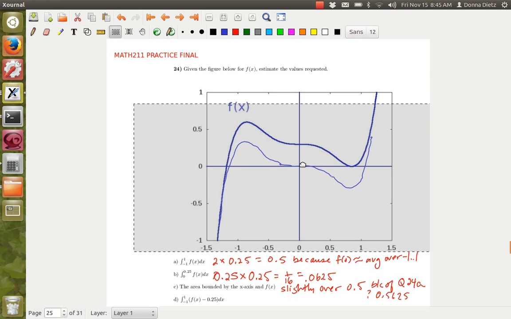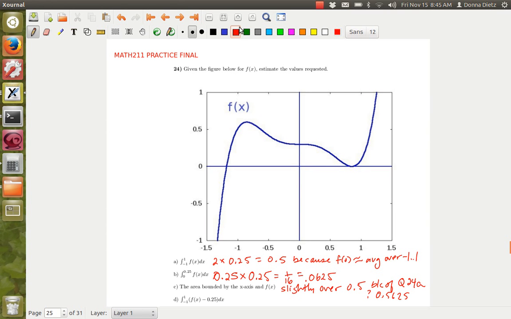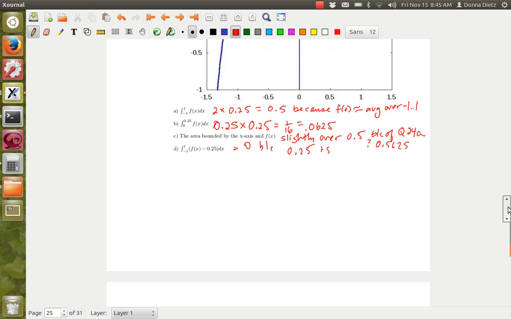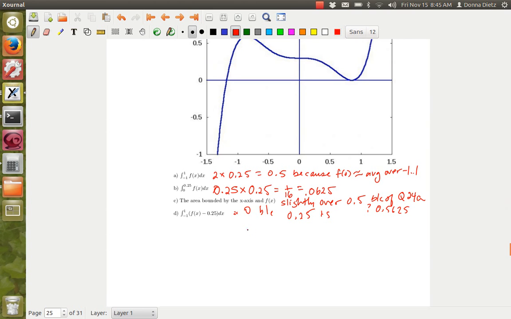So if you go from -1 to 1, then you just get 0, because 0.25 is the average value over that domain. I'm having trouble with my screen here.